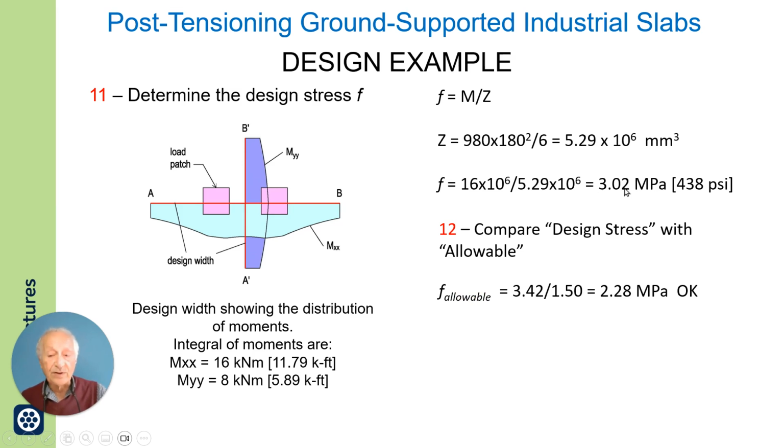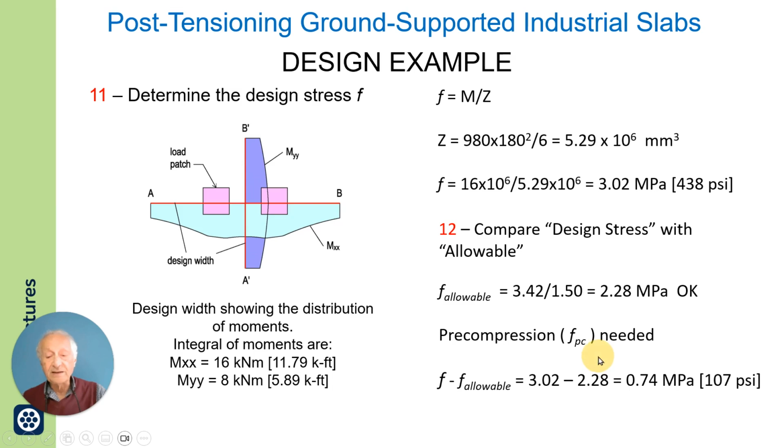So it doesn't work. I have to put pre-compression to reduce this calculated stress to be not more than the allowable. So this is where the pre-compression comes into the picture. The pre-compression needed is to provide stress for the difference of calculated and required. So pre-compression needed is the difference between the two, and this is 0.74 megapascal.